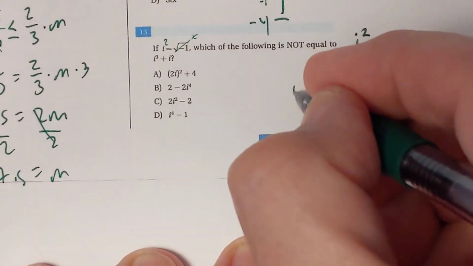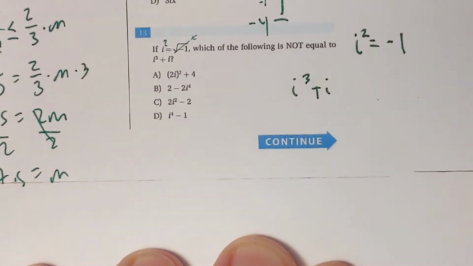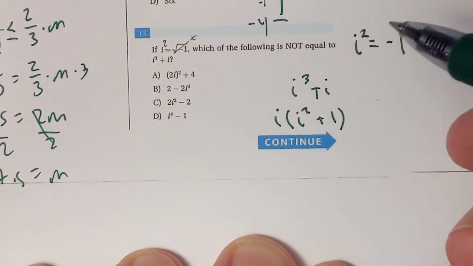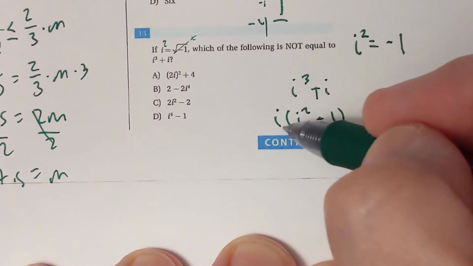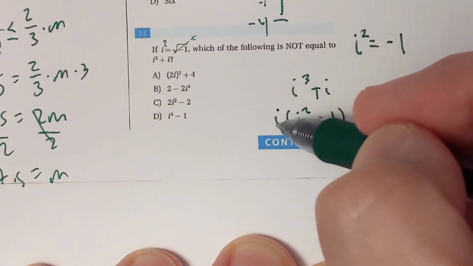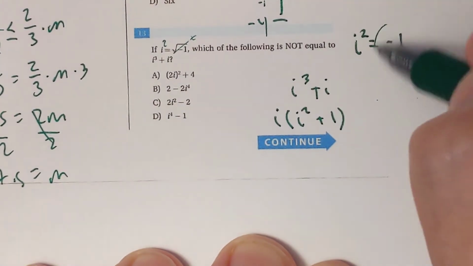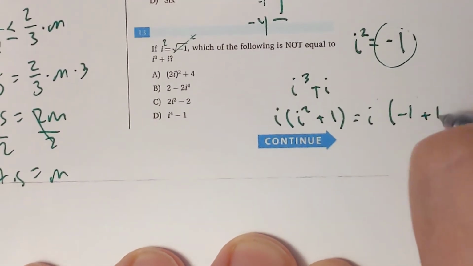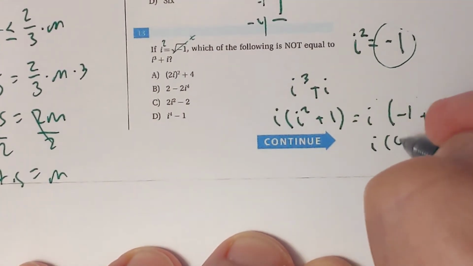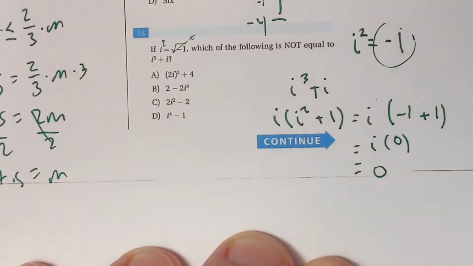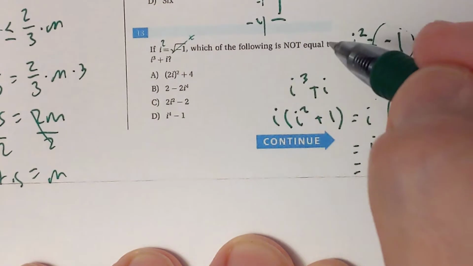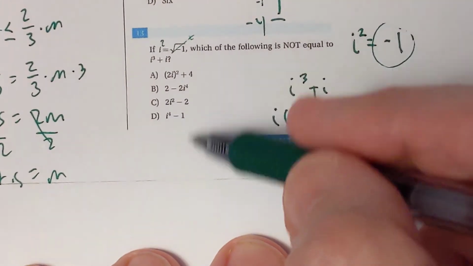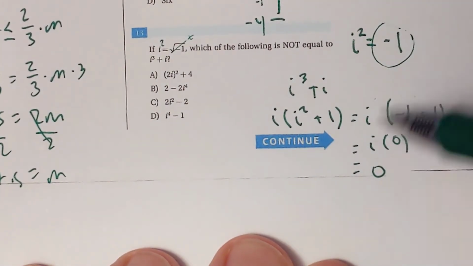So we're always trying to make i squareds because then we can convert them into a number. In this case, I have i to the third plus i. So I'm going to factor out an i. If I take one i out of i to the third, I'm left with i times i squared. If I take an i out of i, I'm left with i times 1. Also, i squared equals -1. -1 plus 1 equals 0. Anything times 0 is 0. But the question is, which of the following is not equal to that? So now you have to go through the process and check the answers and find out which of them is not equal to 0.